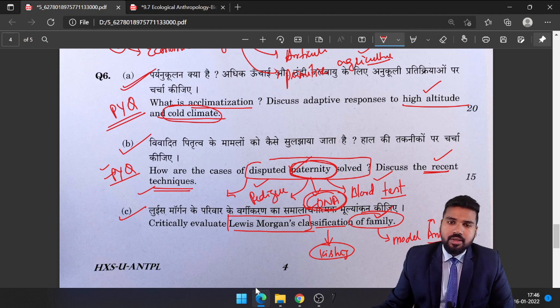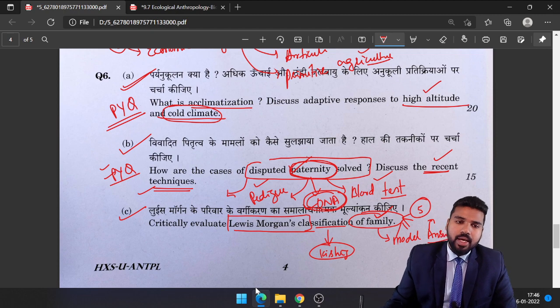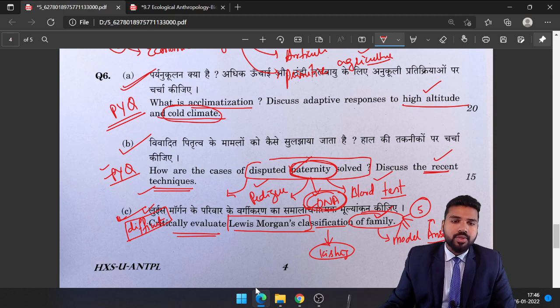Then there are, see, altogether he has given 5 types of families. We will discuss all these 5 types of family. And this is a bit tricky or a bit difficult, you can say, because specifically it is asking for critical analysis and critical evaluation based on a scholar's work. So that is where this becomes a little tricky, but it is an answerable question.